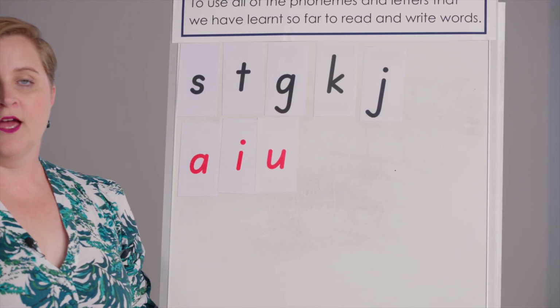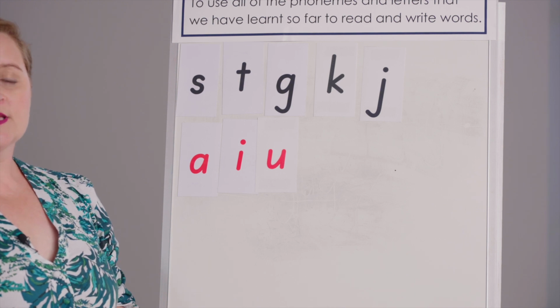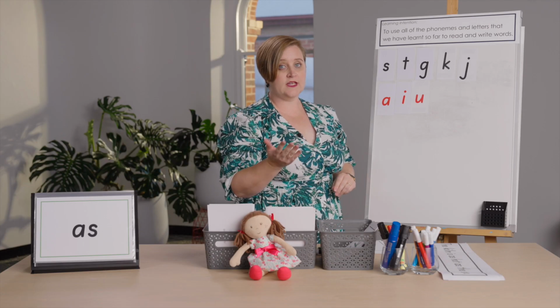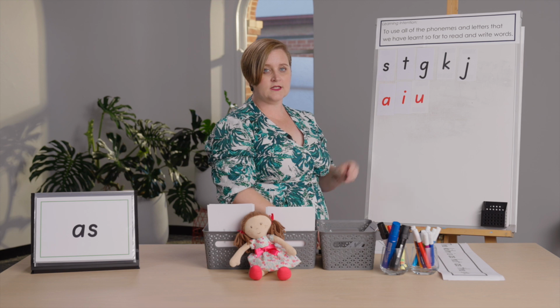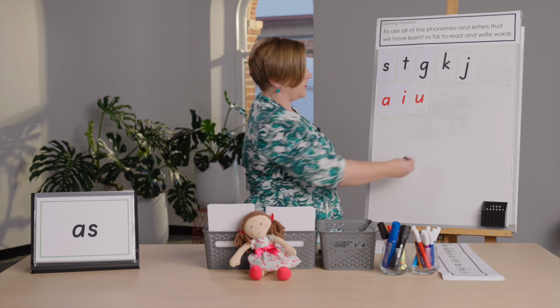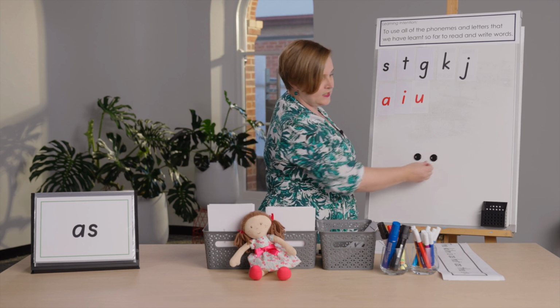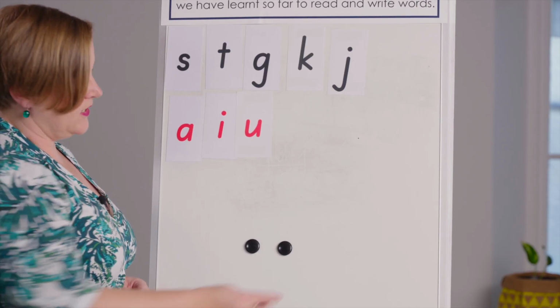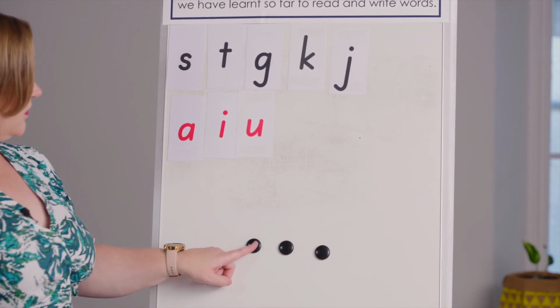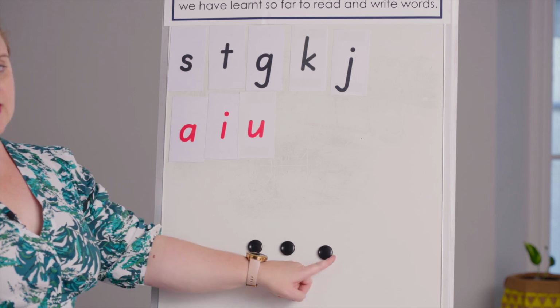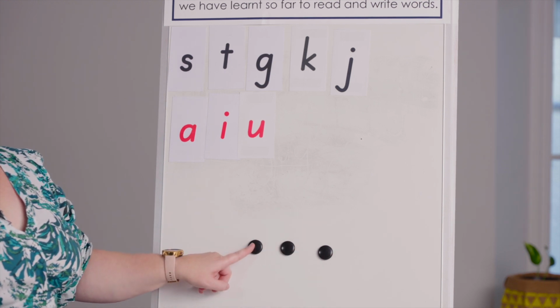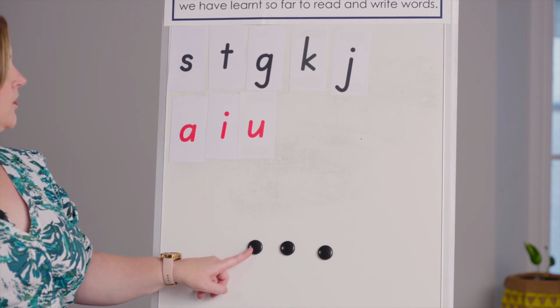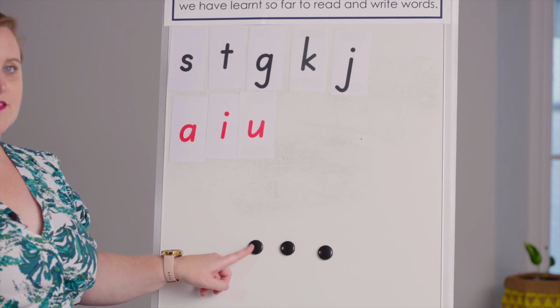Okay, let's build the word kit. What word? Kit. Let's tap out the sounds in kit. I'm going to use my magnets. K, i, and the last phoneme, t. K-it, kit. What phoneme do you hear here at the beginning? K-it, k. That's right.